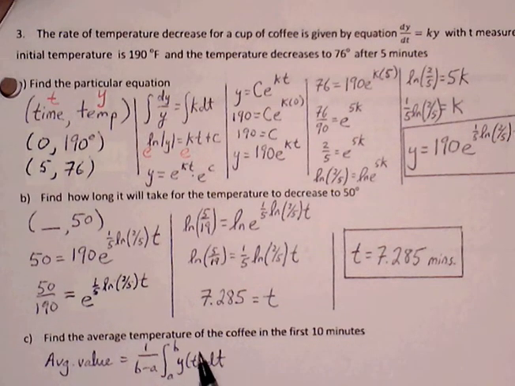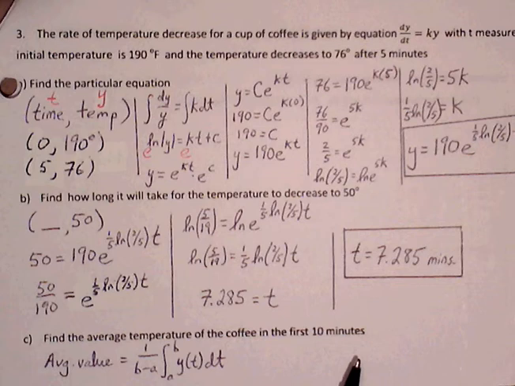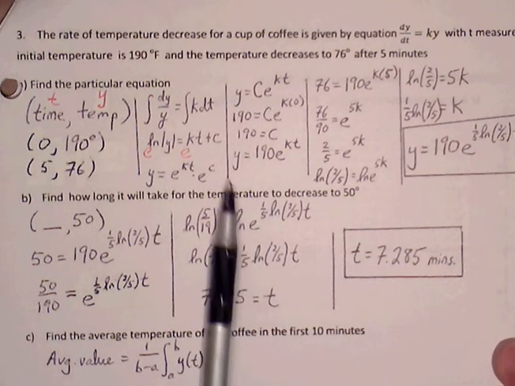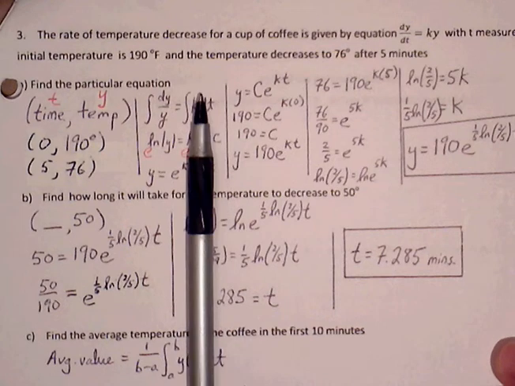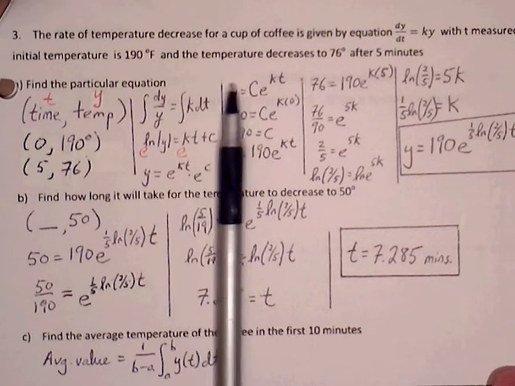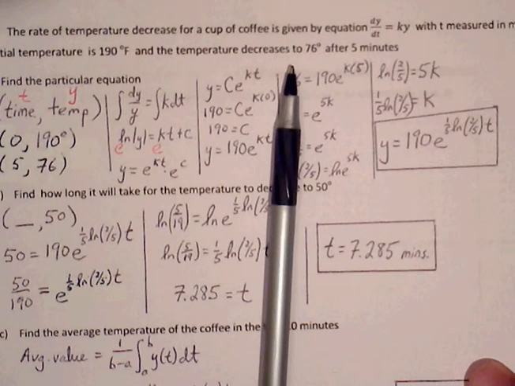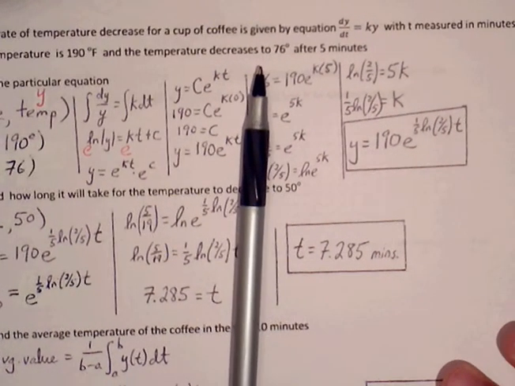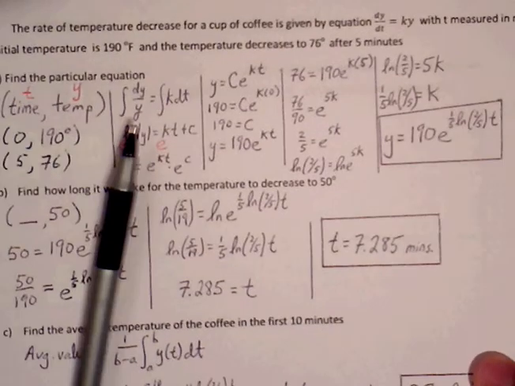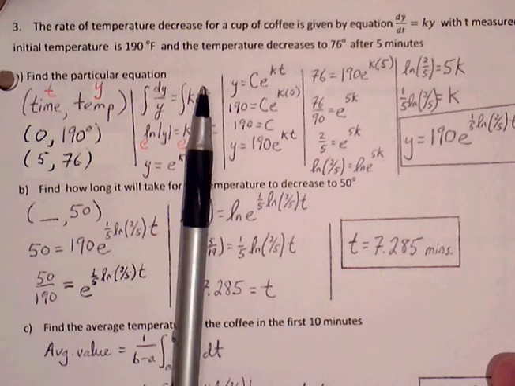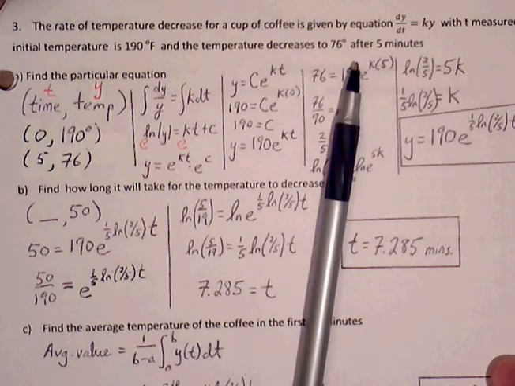All right, let's continue with the back page of this review worksheet over differential equations. Number 3, it says the rate of temperature decrease for a cup of coffee is given by the equation dy over dt equals ky, with t measured in minutes. The initial temperature is 190 degrees Fahrenheit, and the temperature decreases to 76 degrees after 5 minutes.